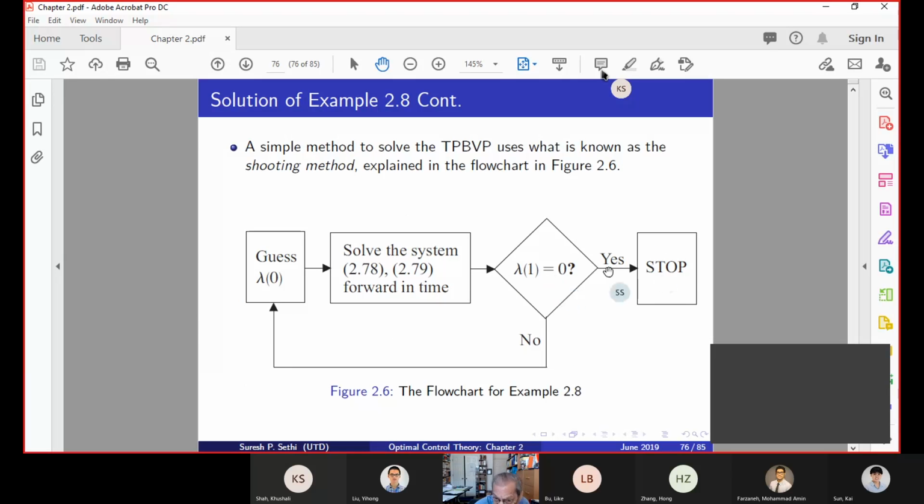If it is yes, I stop. If it's no, I take another guess of lambda 0. I keep going until I stop. I keep guessing. One way is to guess by brute force, keep guessing until you get there. Another way is to have some kind of method to guess. And that's where the whole of computational optimal control theory goes: how to compute these things, how to make these things more efficient.